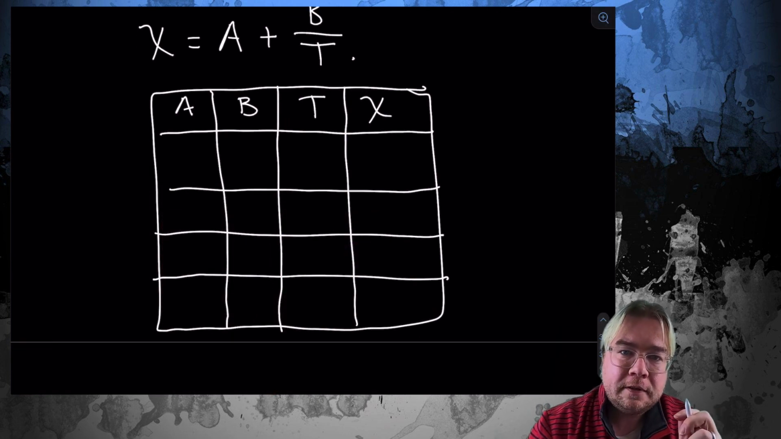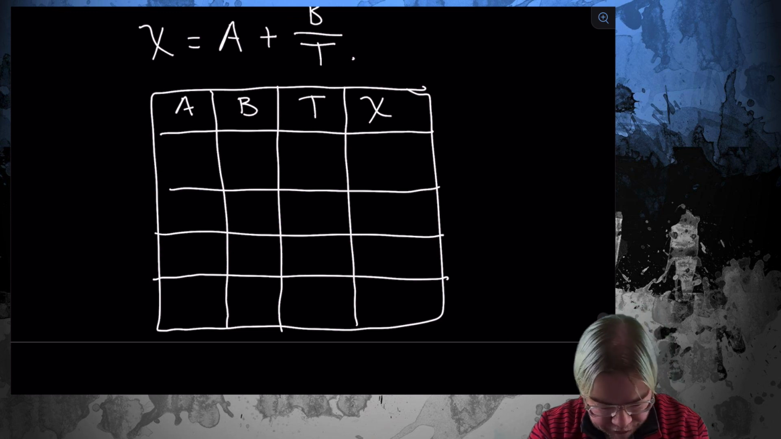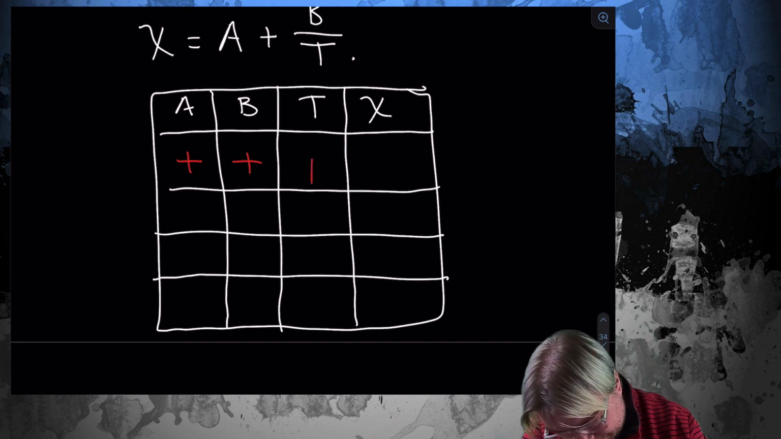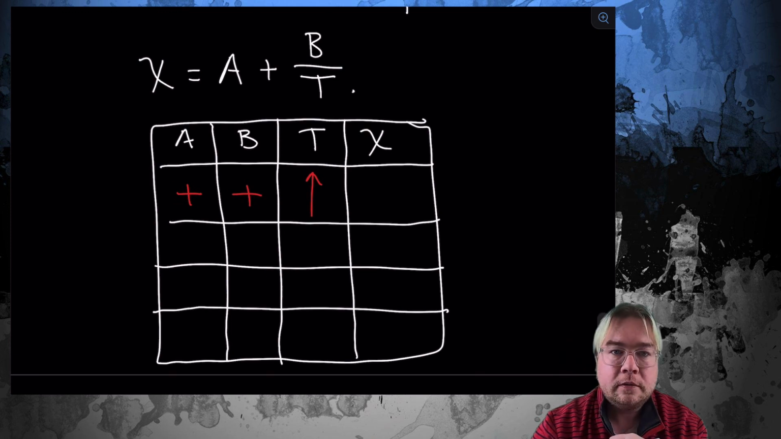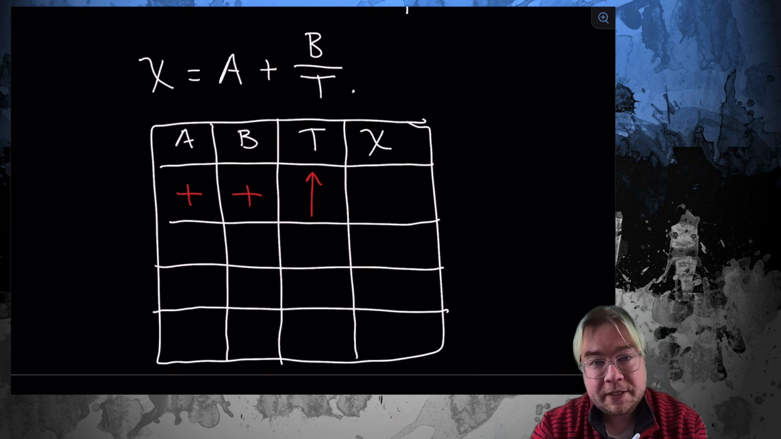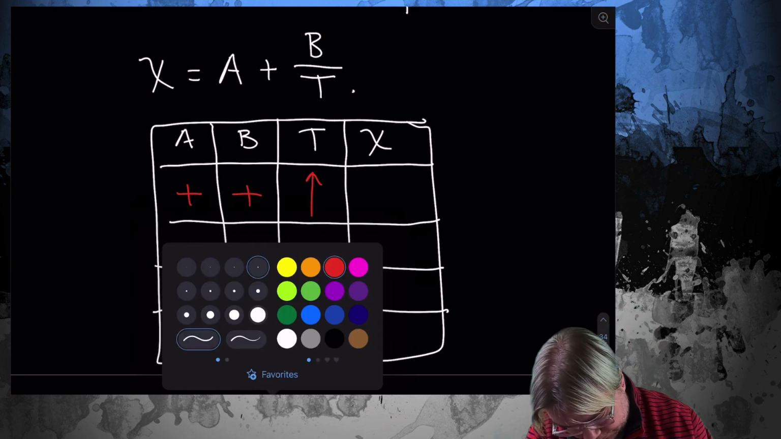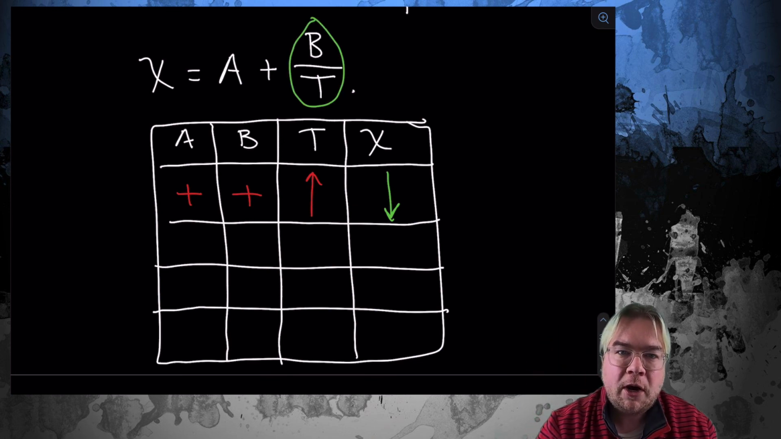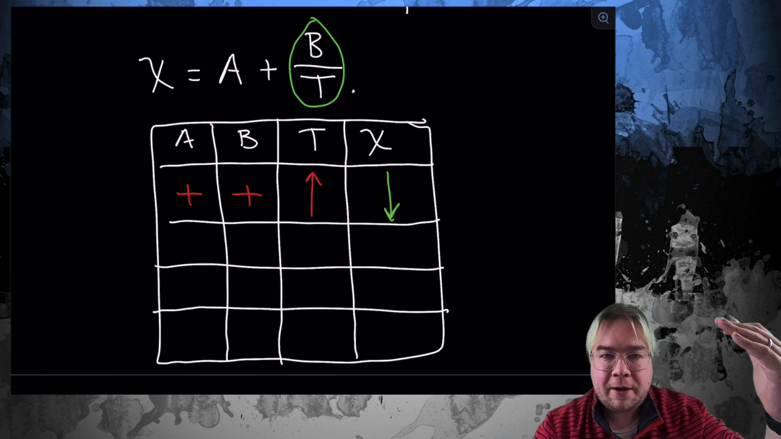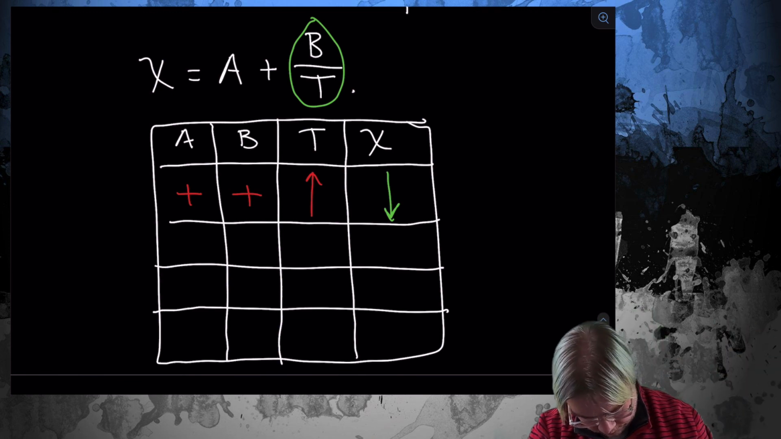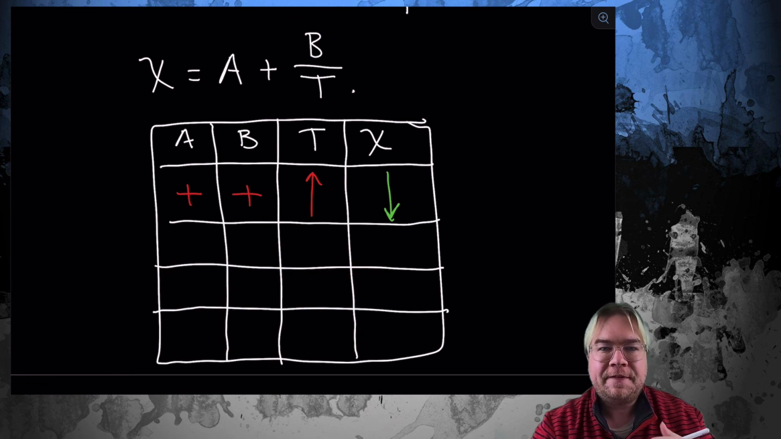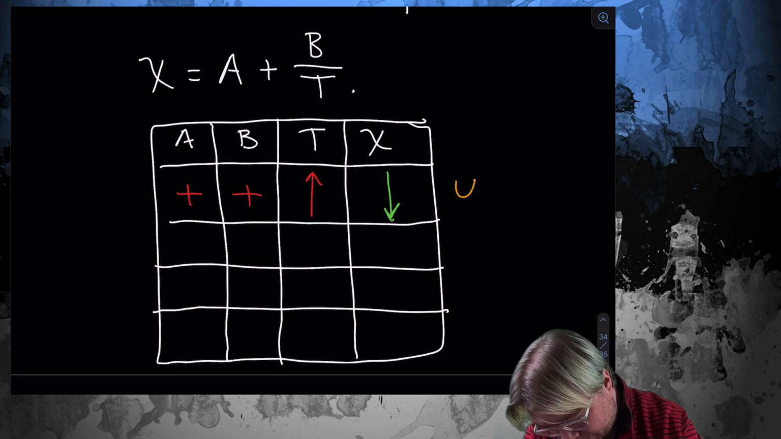Let's look at the case of A and B both being positive. If I increase temperature, does chi go up or down? I hope you can see from this expression, A plus B over T, that chi will decrease. Because this term is positive, and the more that I increase temperature, the smaller it is. So chi gets smaller and smaller as I increase the temperature. If chi decreases with temperature, mixing is favored as I increase temperature. So this would be a UCST system.